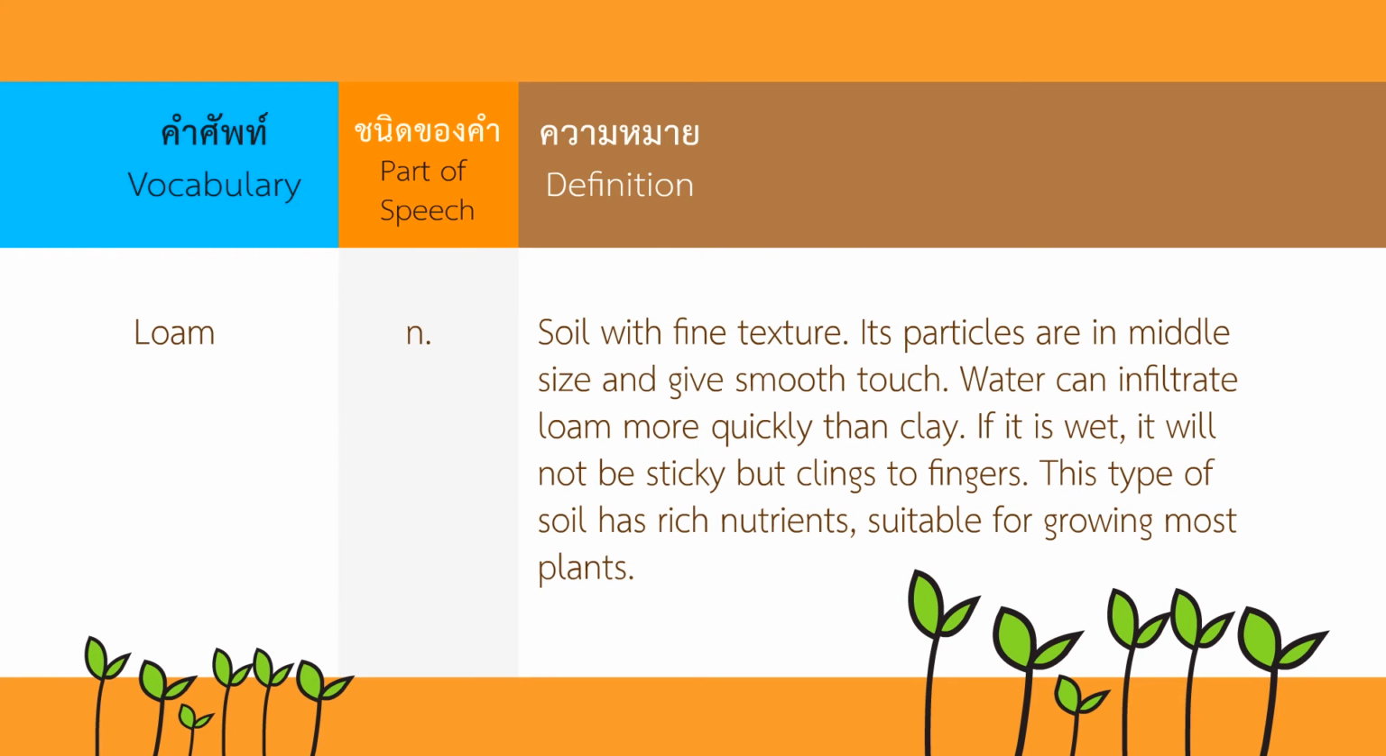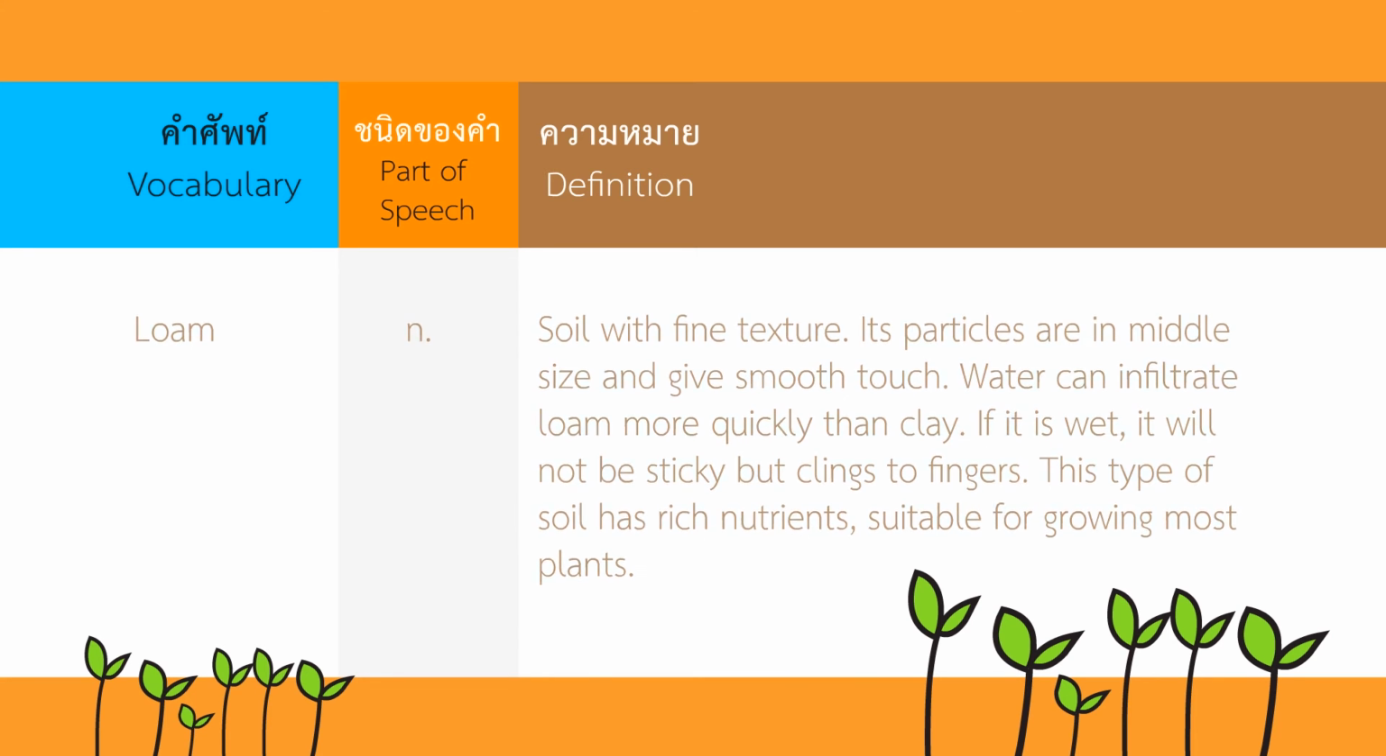Loam. Soil with fine texture. Its particles are in middle size and give smooth touch. Water can infiltrate loam more quickly than clay. If it's wet, it will not be sticky but clings to fingers. This type of soil has rich nutrients suitable for growing most plants.